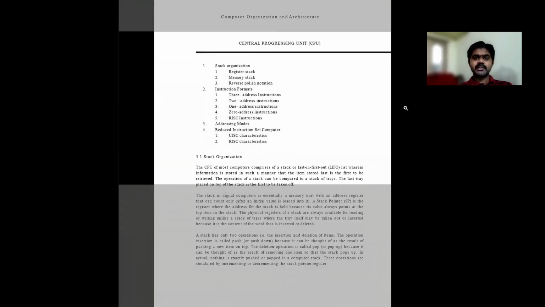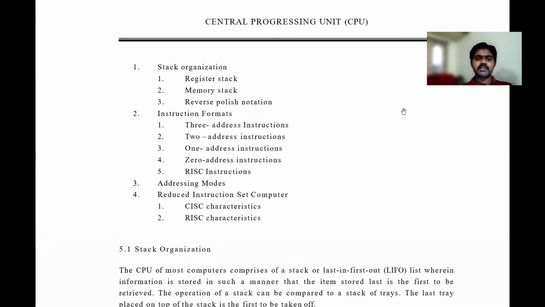Today we're going to discuss the central processing unit. We'll start with the central processing unit. If you see the topics, we have stack organization, instruction formats, addressing modes, and the reduced instruction set computer. First, we'll discuss what stack organization is.